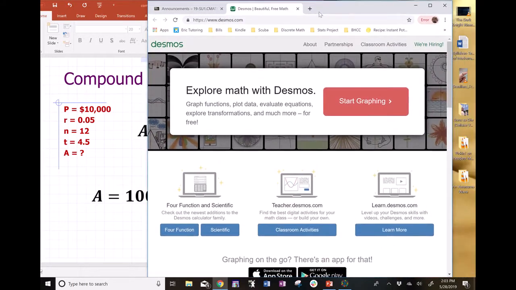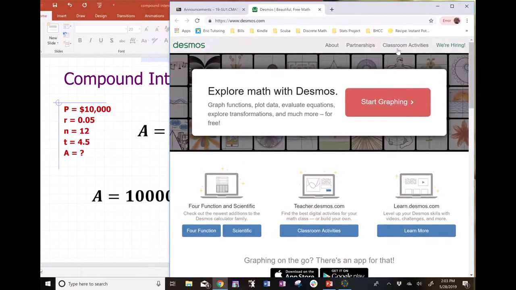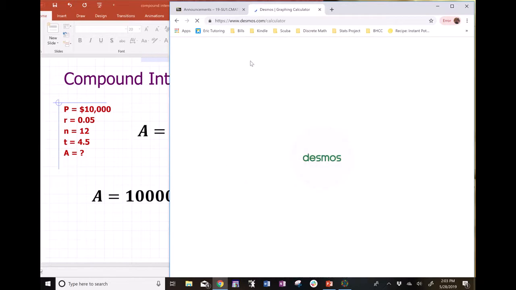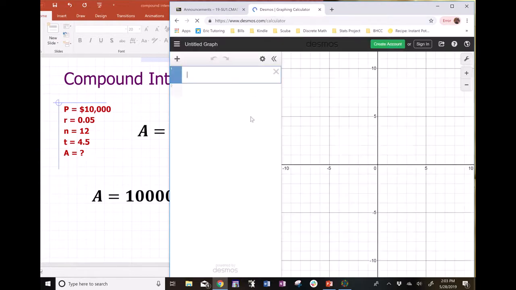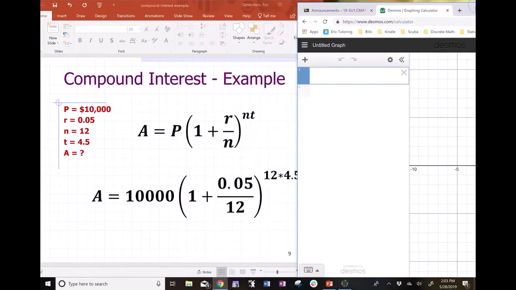And this is what the start page looks like. Just click on Start Graphing. Desmos is a graphing calculator, but we're not going to be doing any graphing. We're just going to be working with the calculator function on Desmos. I think it's a little bit easier in terms of not making mistakes with order of operations than using a handheld calculator. So you can ignore the graph over here. I'm actually going to move it out of the view.